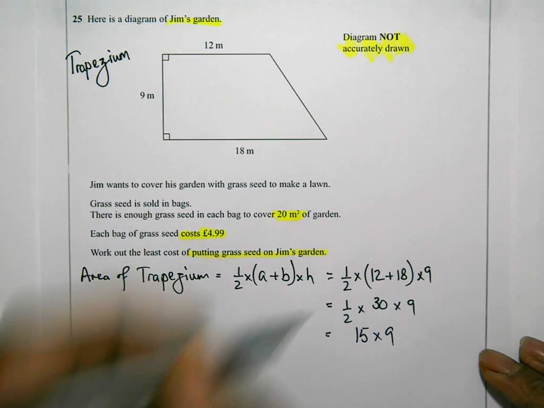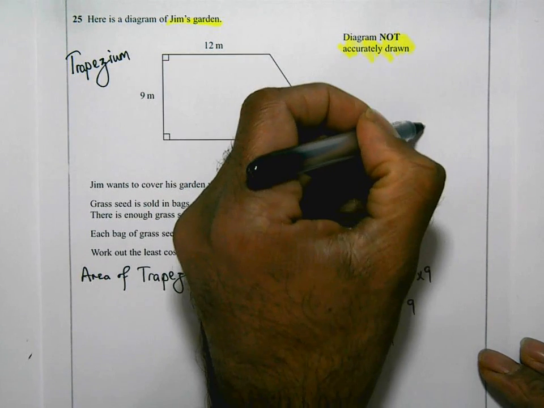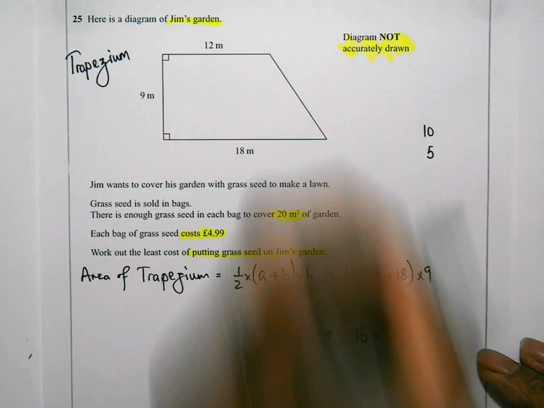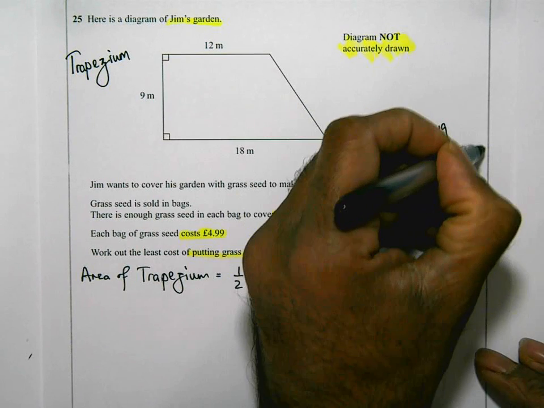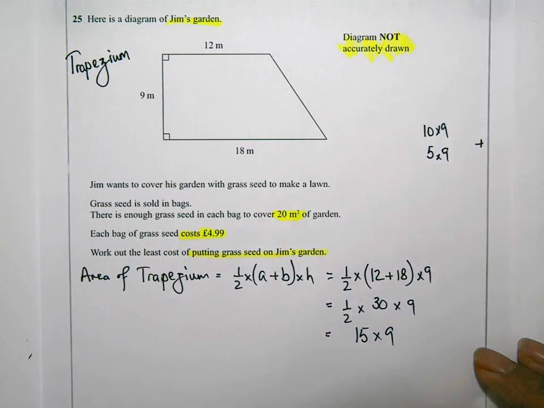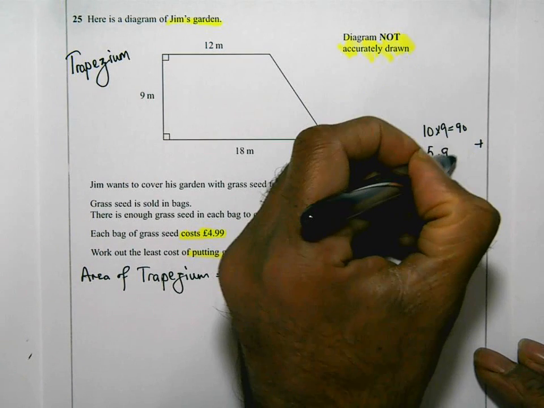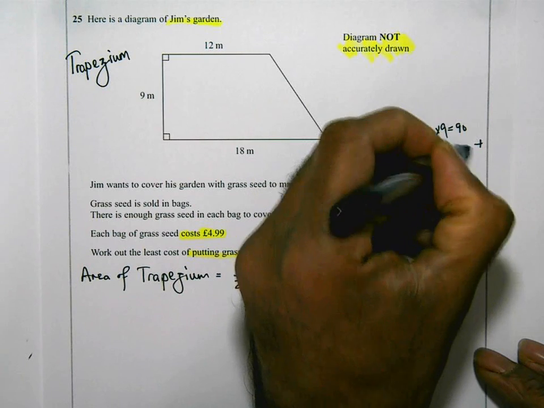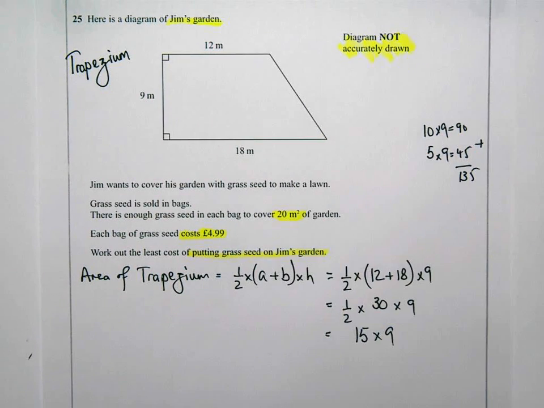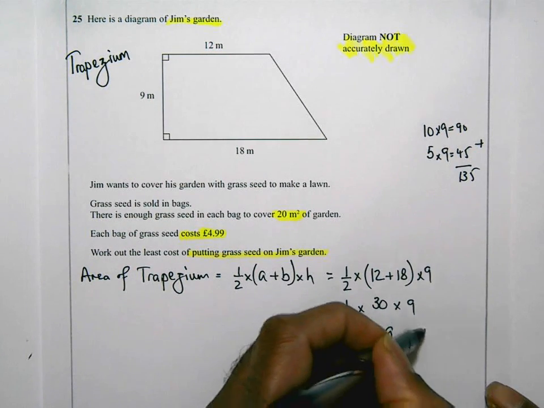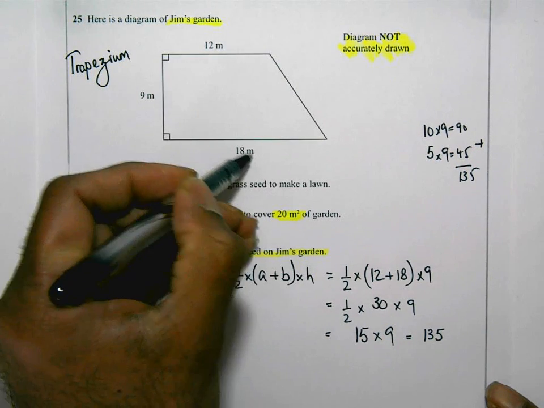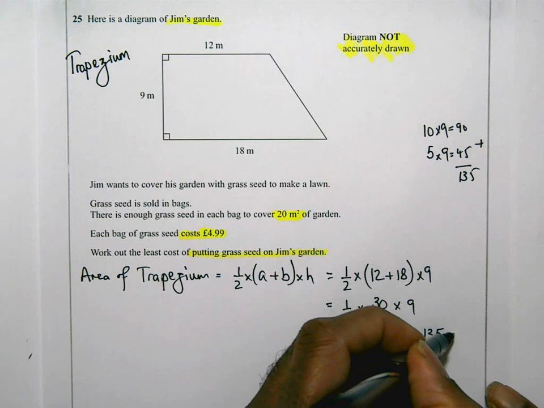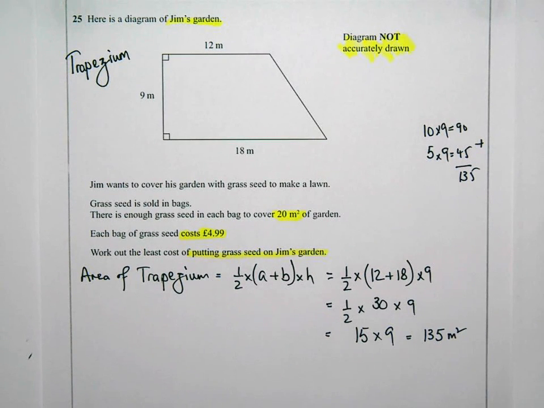Now I'm going to break that up. I'm going to break up the 15 into 10 and 5: 10 times 9 and 5 times 9. Adding up those answers should give me my answer for 15 times 9. 10 times 9 is 90, 9 times 5 is 45, and 90 and 45 is 135. So that's going to be 135. It's an area that I'm working out, and all the units are in meters, so it's 135 meters squared. Okay, so we're on our way to working out the answer here.